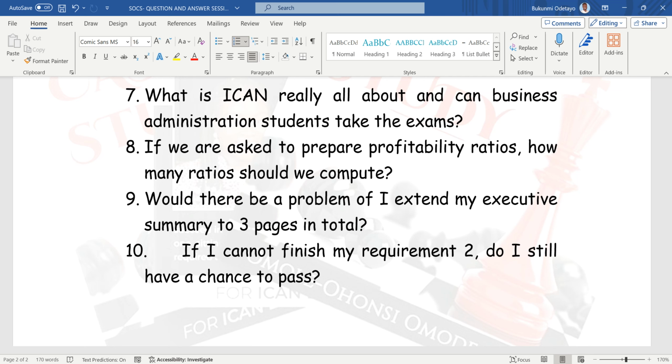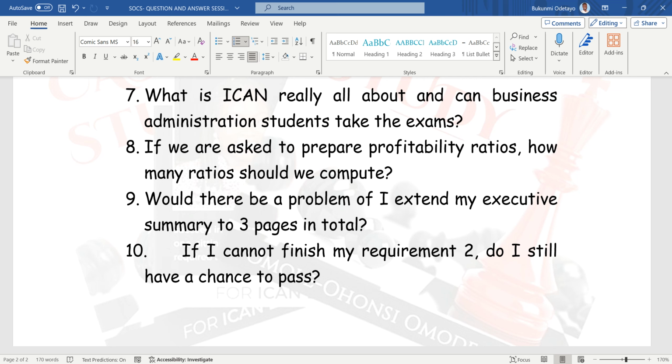So that's it. The next question: if we are asked to get profitability ratios, how many ratios should we compute? Sometimes, as I was telling you in my previous videos, we have general requirements and specific requirements. General requirements just ask you to prepare profitability ratios. Specific requirements will give you an exhibit and tell you to prepare gross profit margin, net profit margin or operating profit margin, or show your ROCE.